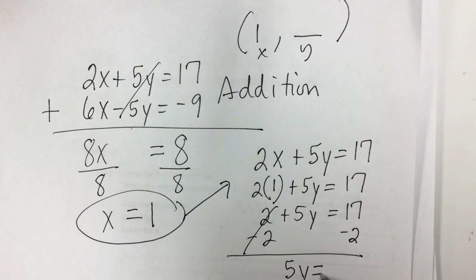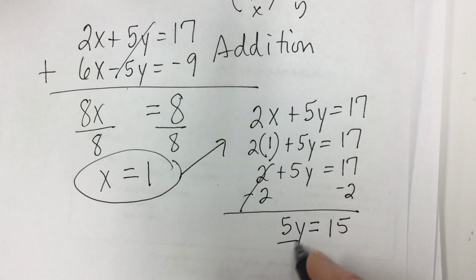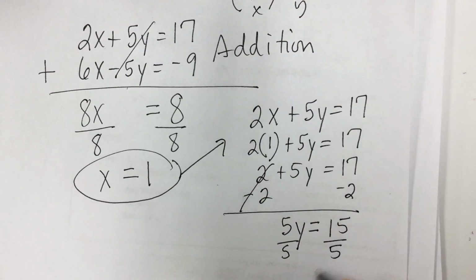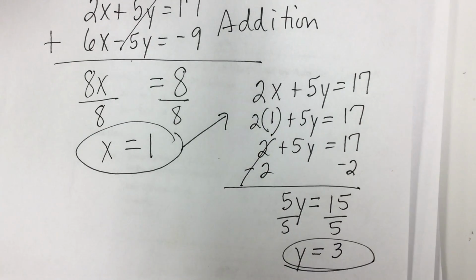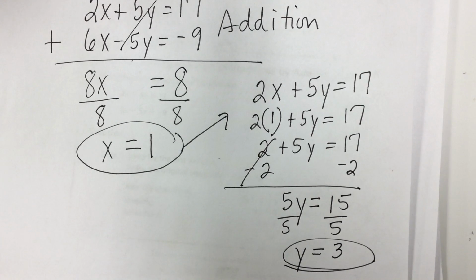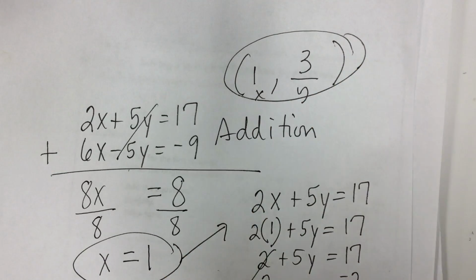You have 5y equals 17 minus 2, which gives you 15. Now let's divide both sides by 5. If you divide both sides by 5, y equals 3. So your y value is y equals 3. So the solution to this system of equations is x is 1 and y is 3. So (1, 3) would be the solution.